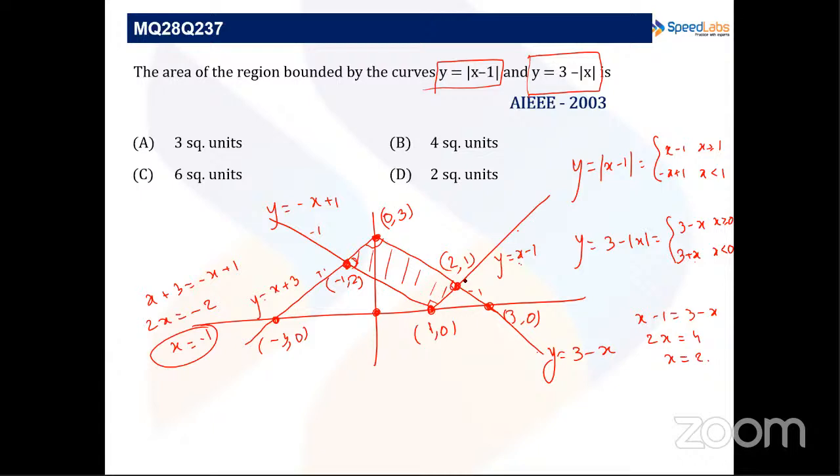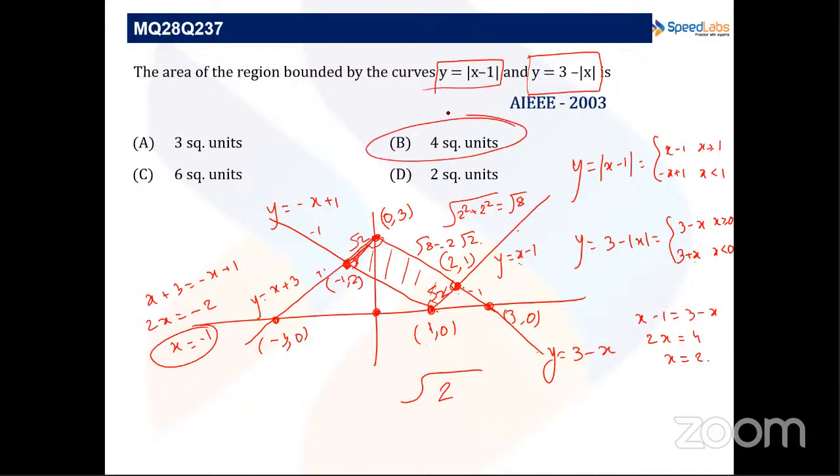So by a simple distance formula, you can find the length under the root (2 minus 1) whole square, 1 plus 1, that will be root 2. This length will be also equals to root 2. Now this length, distance formula, 1 minus, under the root (2 minus 0) that is 2 square, plus 2 square, so that is under the root 8 or 2 root 2. So length into breadth, our answer will be 4 square units.